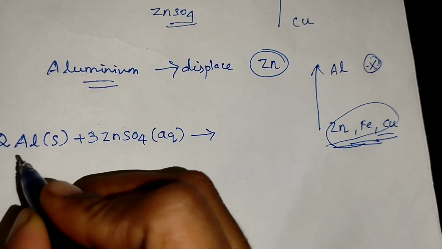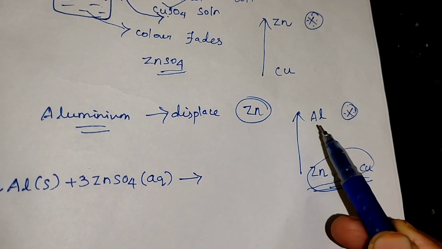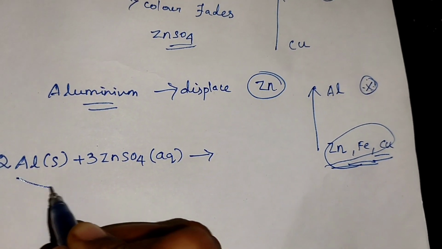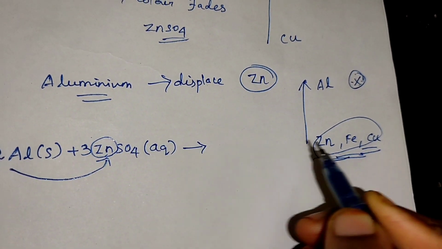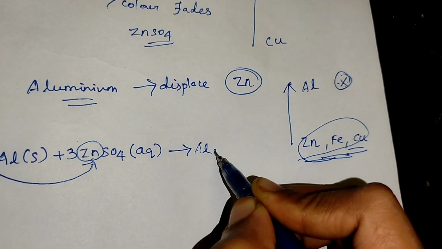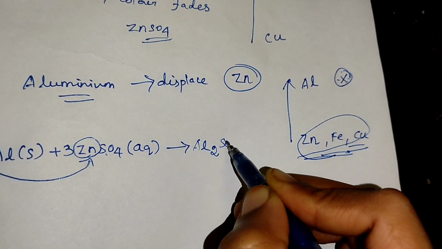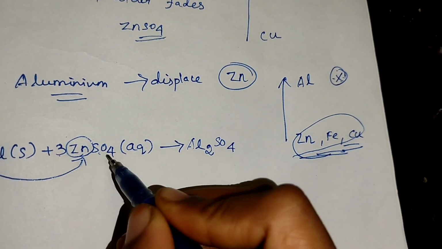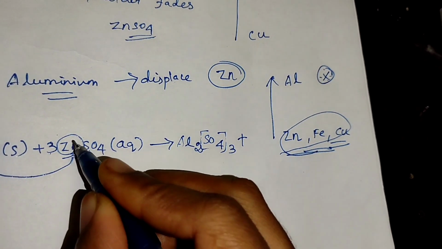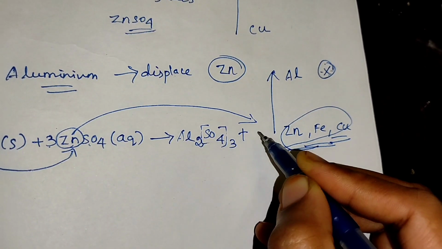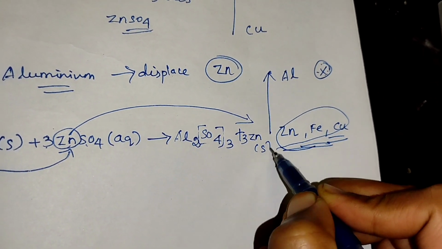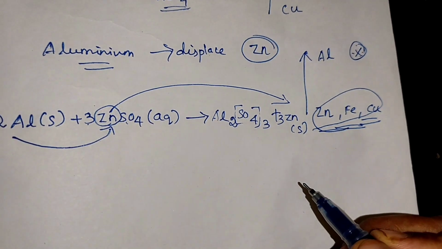Aluminium is more reactive than zinc, iron and copper, so aluminium will easily displace the zinc. Al comes here. How many Al? 2, so Al2. Balance the SO4: SO4 is 3 here, so within the bracket I write 3. Then the displaced zinc comes here. How many zinc? 3, so 3 Zn, solid. That is how the reaction comes out.